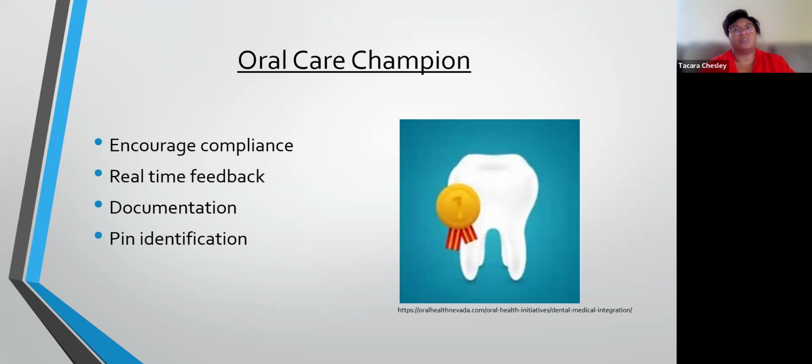Oral care champions are also another component of this quality improvement project. Any RN or PCA can become an oral care champion. The champions are basically unit resources. They can provide encouragement to complete oral care, provide feedback, and help you with documentation. You can identify oral care champions by a toothbrush or toothpaste pin that they will have on their badge or scrubs.